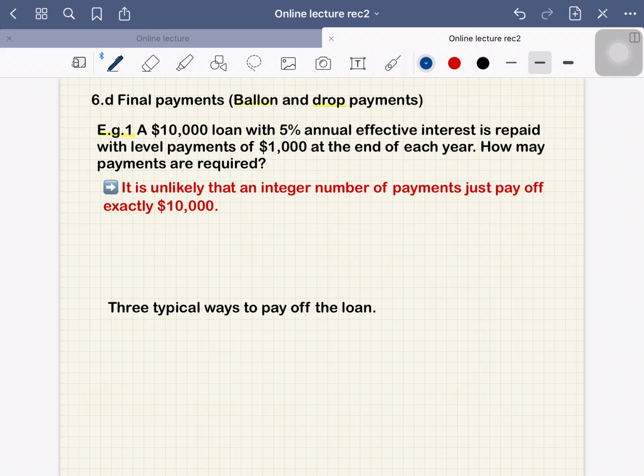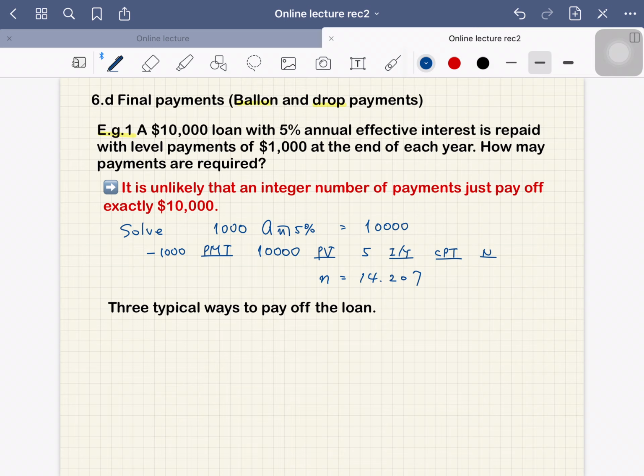Okay, use the BA2 Plus calculator to determine how many payments are required. Okay, so payment is $1,000 each year for n years, n is unknown, at 5% interest rate. So this should be equal to present value of $10,000. So you can type negative 1,000 payment and the $10,000 present value and the 5% and compute n.